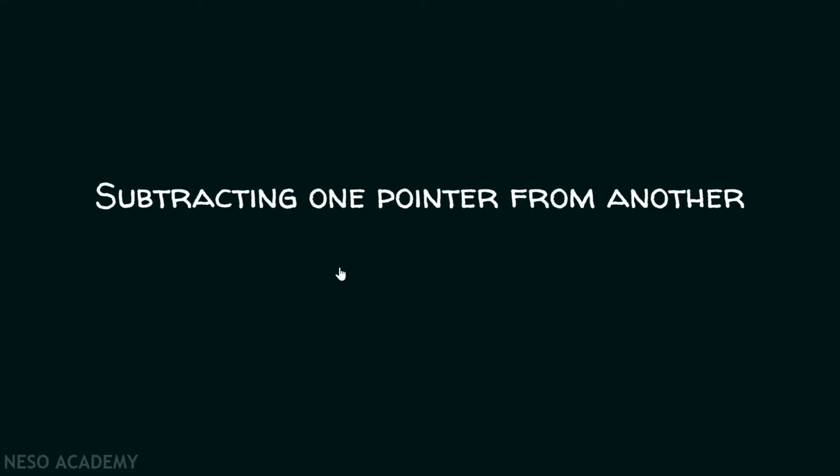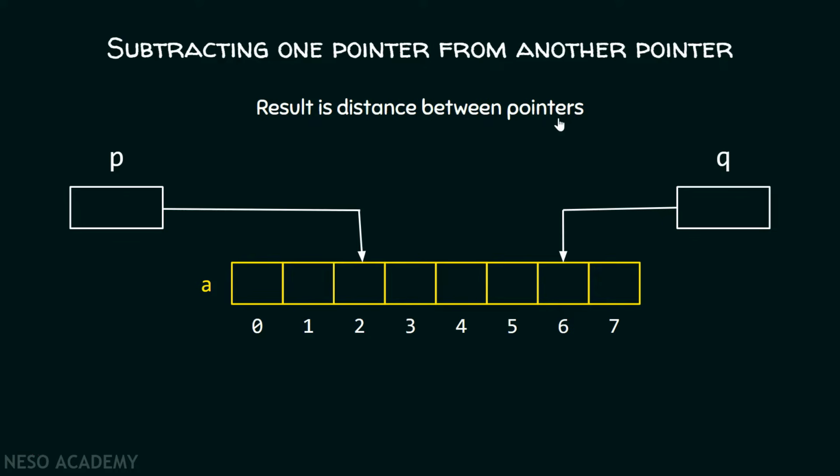After understanding this point, let's try to understand what happens when we subtract one pointer from another pointer. The result is the distance between the pointers. If we have a pointer p and a pointer q pointing to different locations of the array, and we subtract these two pointers, the result will be the distance between them. We just have to subtract the indices. Pointer q is pointing to index 6 and pointer p is pointing to index 2. We just subtract 2 from 6. 6 minus 2 is 4, therefore the result is 4.